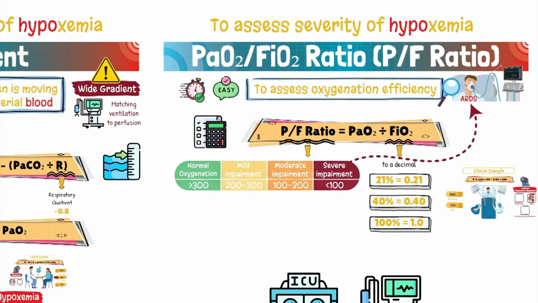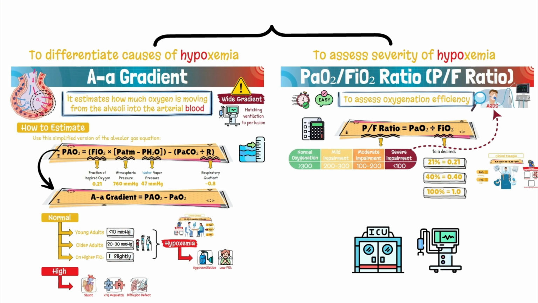In practice, both tools are valuable for critically ill or mechanically ventilated patients. The AA gradient helps you zero in on the mechanism, while the PF ratio helps you assess how severe the impairment is.